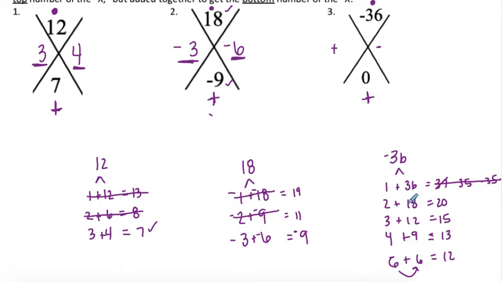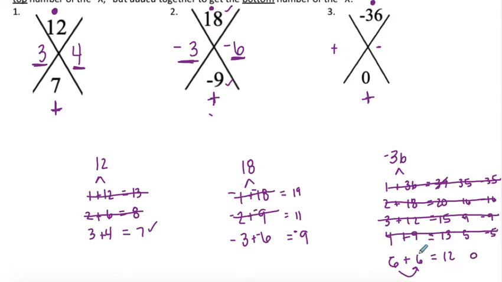2 minus 18 is -16. 18 minus 2 is 16. So again, I could make 16 or -16, but it doesn't work. I'm looking for 0. 3 minus 12 could be -9. 12 minus 3 could be +9. So I'm looking for 9 and -9. Doesn't work here. 9 minus 4 is 5 or -5. Doesn't work. But here's what works.